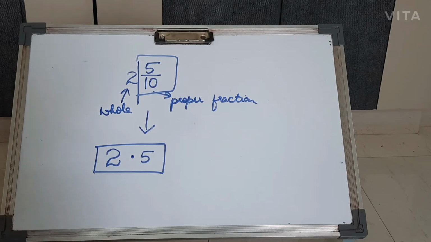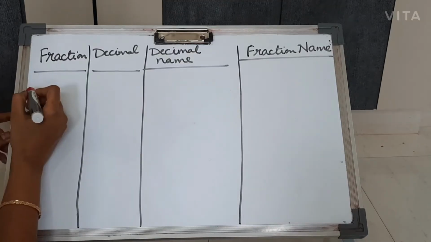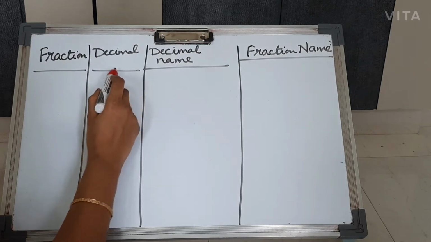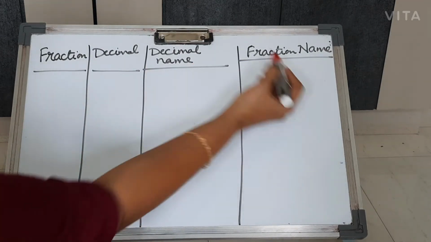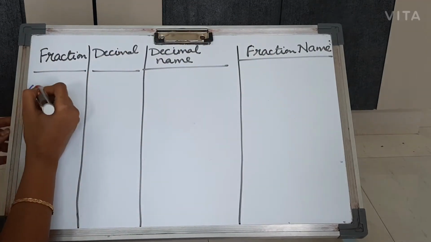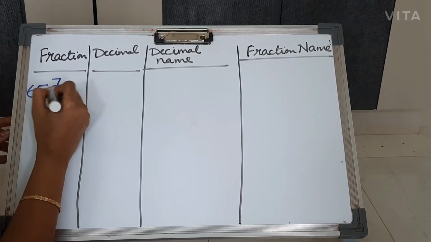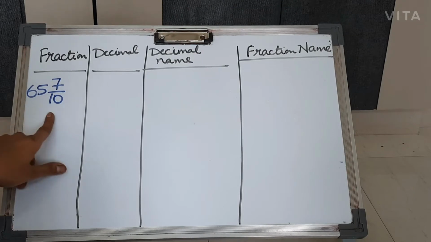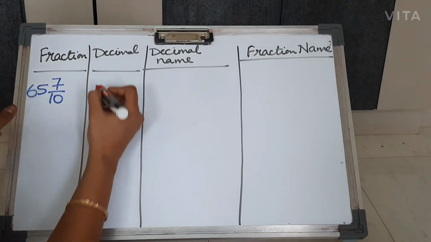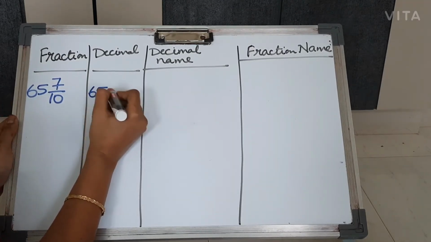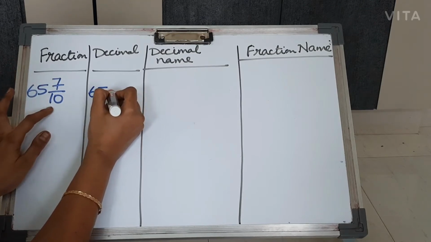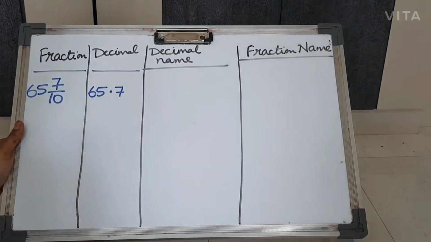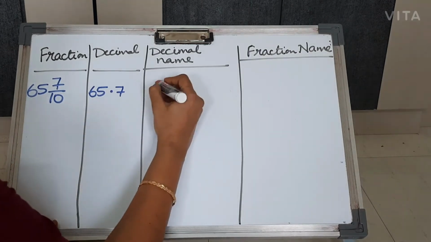Now see a brief summary. Here you can see the fraction, the decimal value, the decimal name and the fraction name, so we will get a brief clear-cut introduction of the chapter. Suppose the number is 65 whole number 7/10. So we write 65 as the whole number and 7/10 will be written as 0.7. Before one number we will put the decimal. And what will the decimal name be?